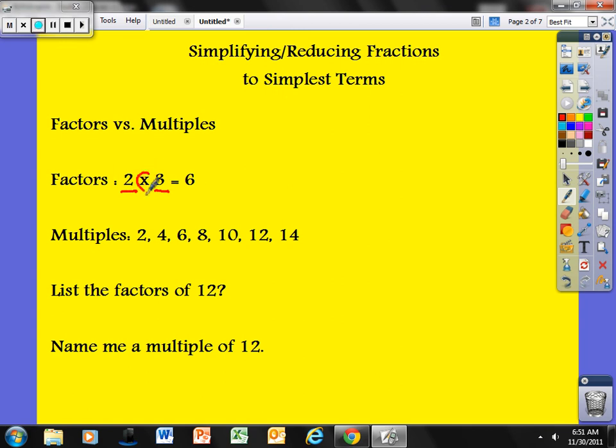They're what we are multiplying together to get a product. Okay, 2 times 3 equals 6. That means 2 and 3 are factors of 6. Okay, now, multiples, that's when I'm counting by a number.